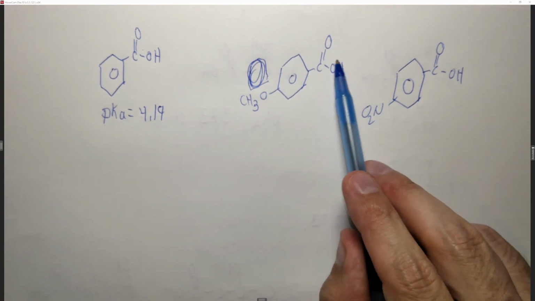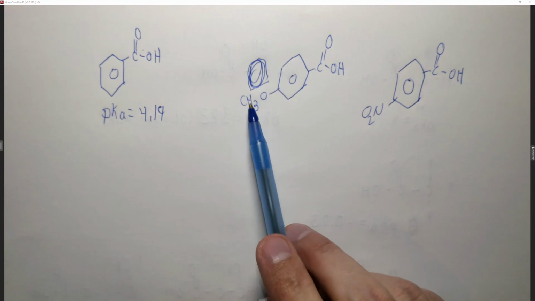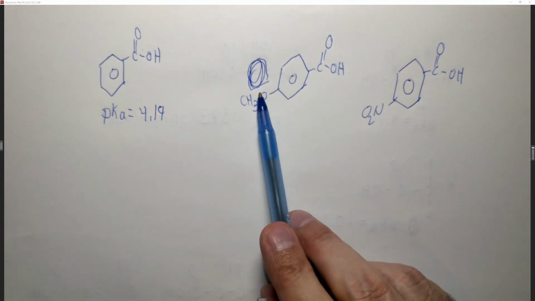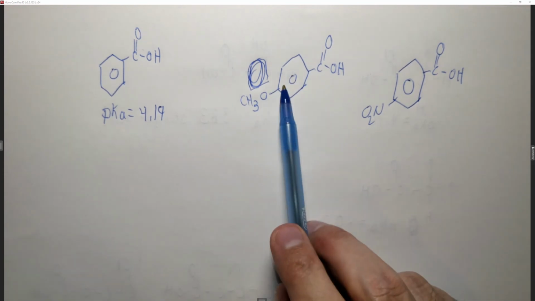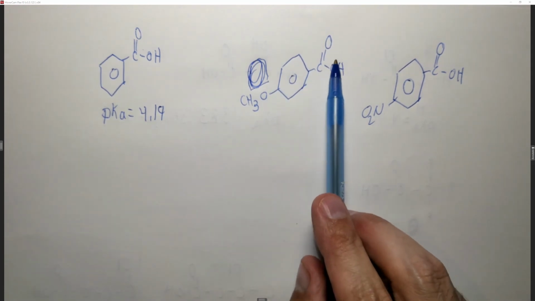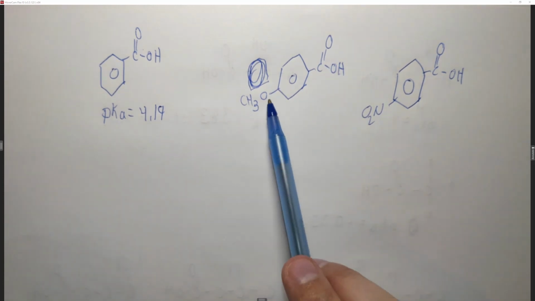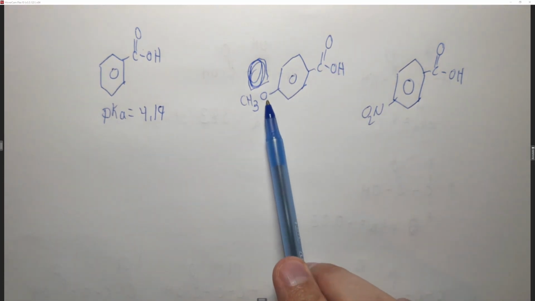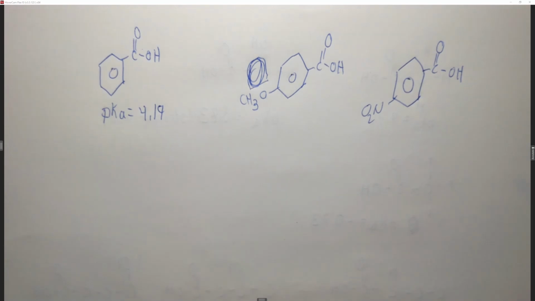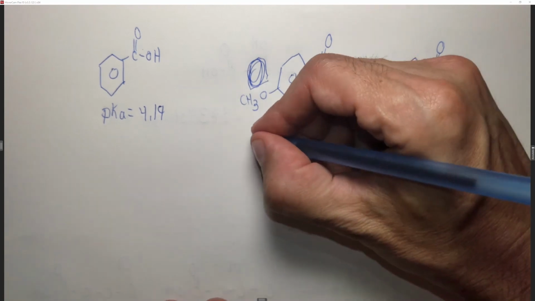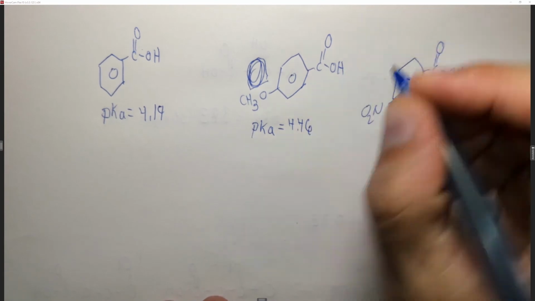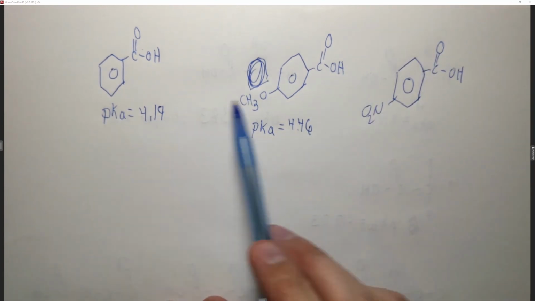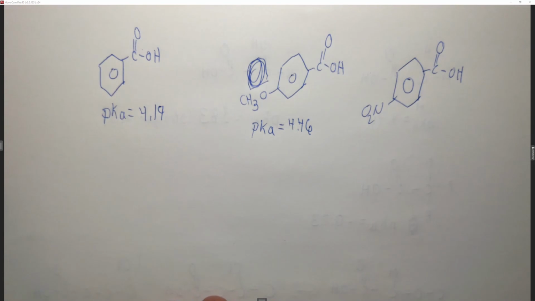So when this leaves, we get a minus charge here. This group is an electron donator. If we donate electron density to the ring, we now have more electron density in the ring. We have more electron density over here. That's not good. We don't want an electron donating group. That's not going to help us stabilize a negative charge. In fact, it's actually going to make it potentially a little bit worse. And if we look at this, the pKa is equal to 4.46. You know, these are relatively close, but this is a slightly weaker acid than this one.